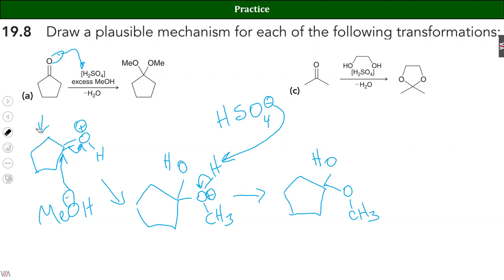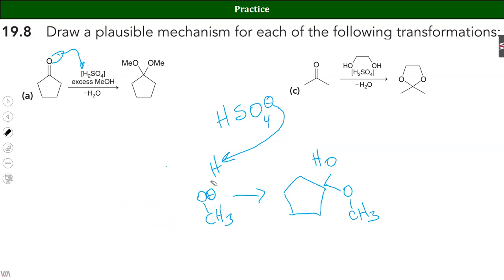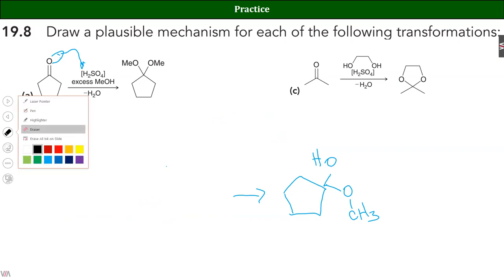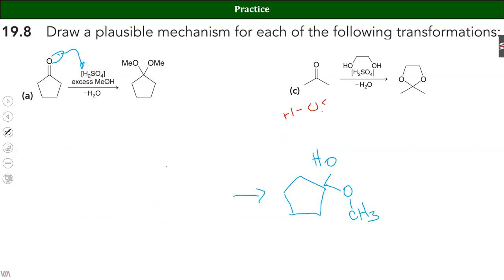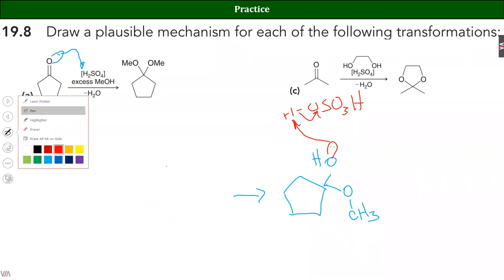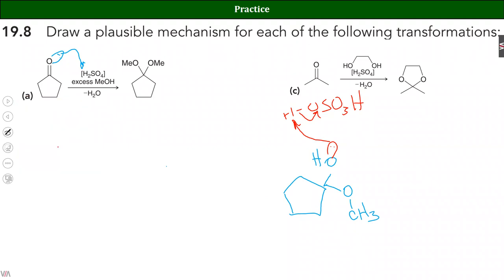I'm going to erase this now and work back the other way to get to the product. Give myself some room here. So the key for the next step is you start by protonating the water to make it a good leaving group. So we just deprotonated the methanol, but now we can protonate the water. So that gives us a hemiacetal with a really good leaving group.